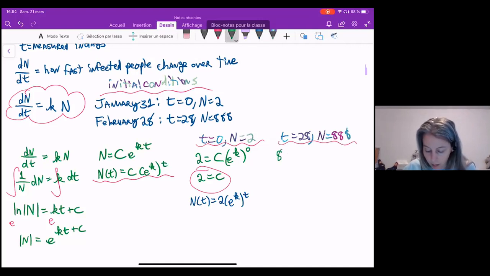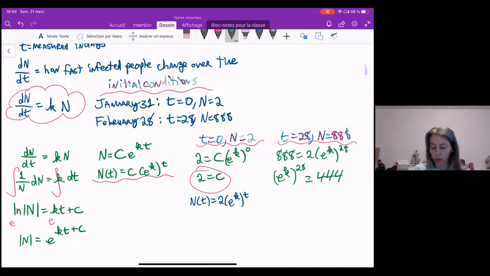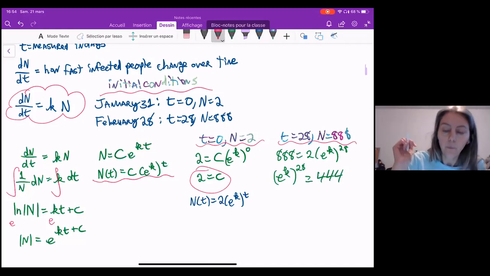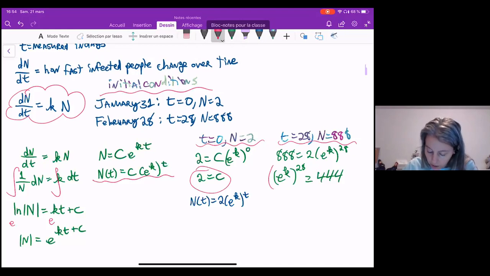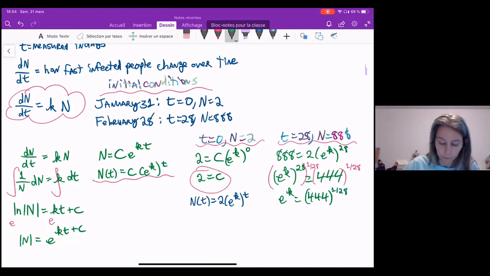So we get 888 is equal to 2 e to the k to the power of 28, which means e to the k to the power of 28 is equal to 444. Now, remember, we're just solving for e to the k. It's easier to solve for than solving for k. To isolate e to the k here, I just need to take this equation and put both sides to the power of 1 over 28. So that my e to the k is equal to 444 to the power of 1 over 28.